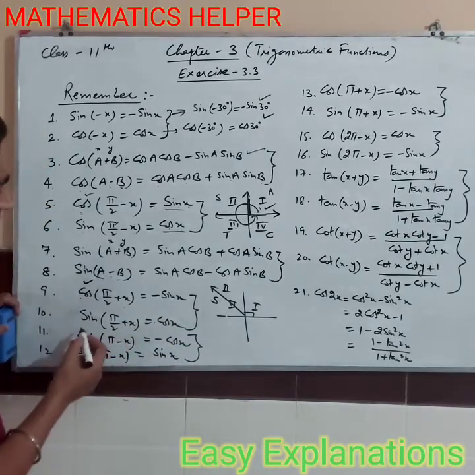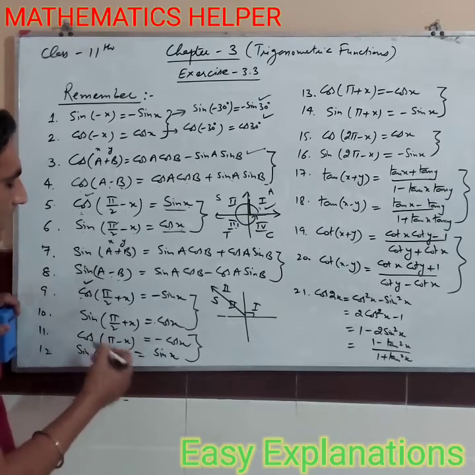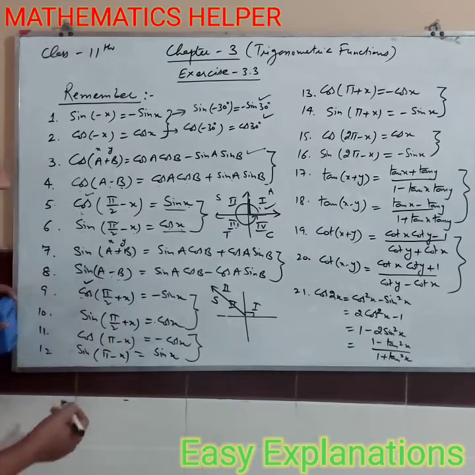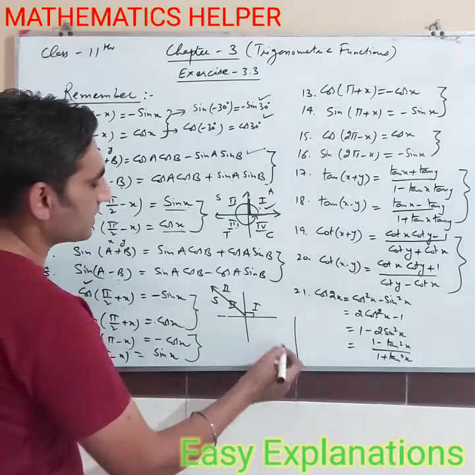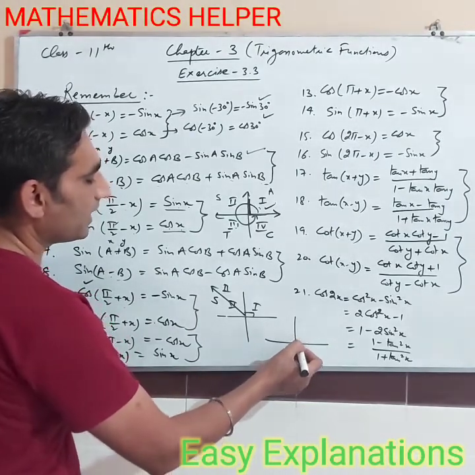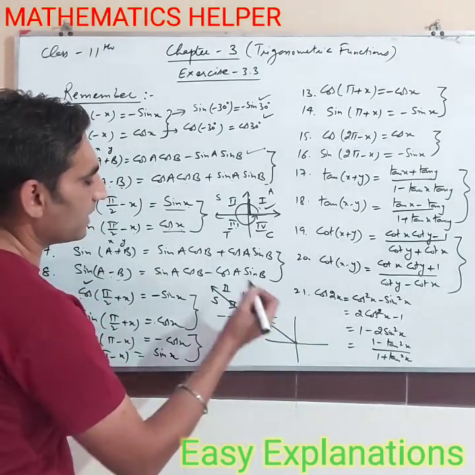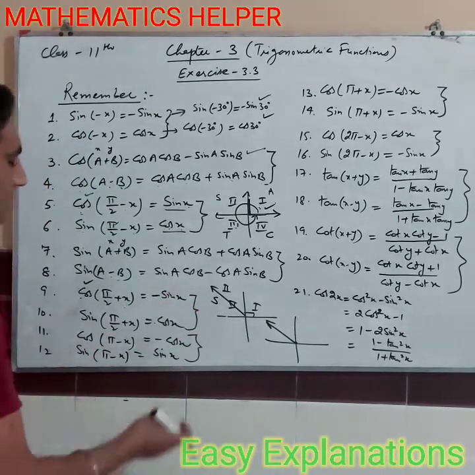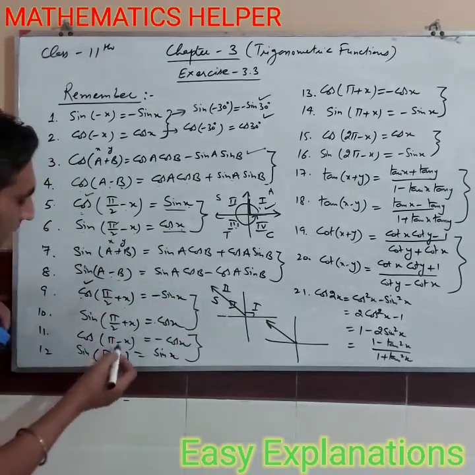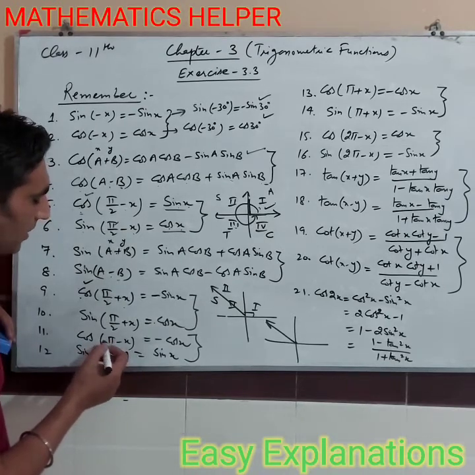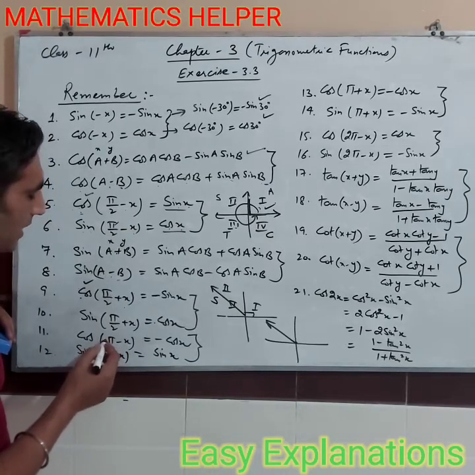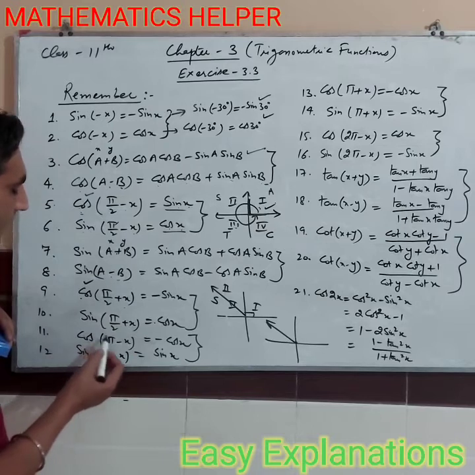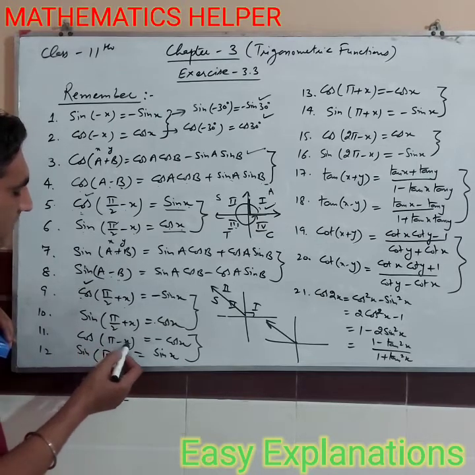Now next, cos pi minus x means 180 minus x. You are still in the second quadrant. So we have to follow the same method, but because of 180, you know it is an integral multiple of 180 or pi. Pi means 1 into pi, so cos 180 minus x.